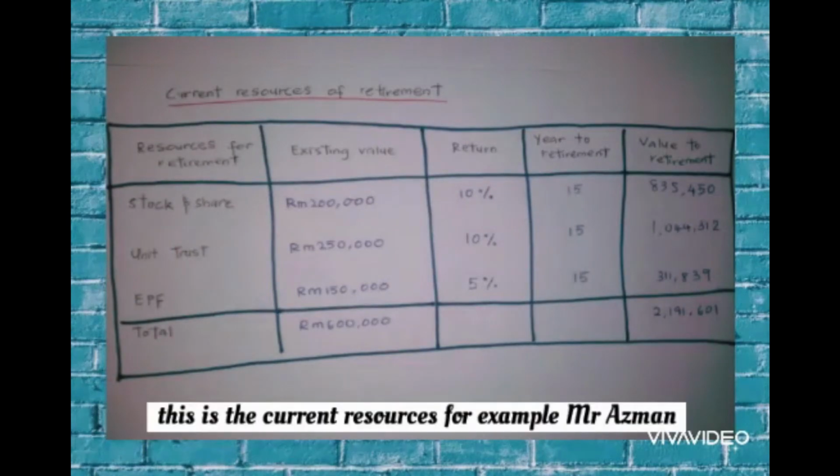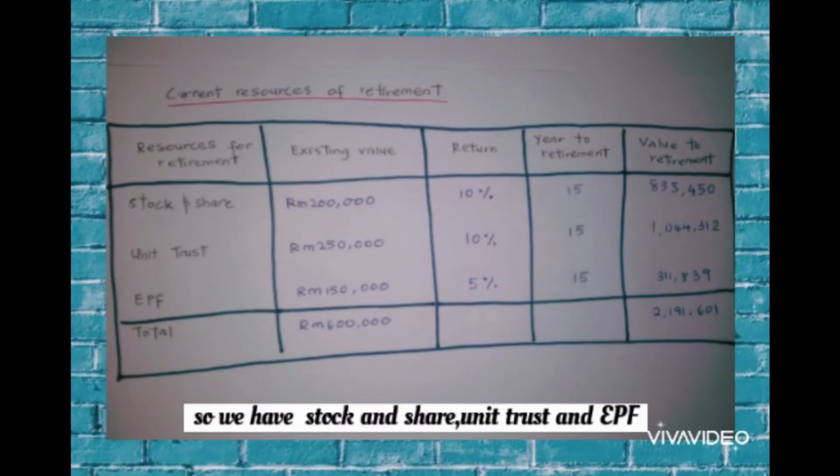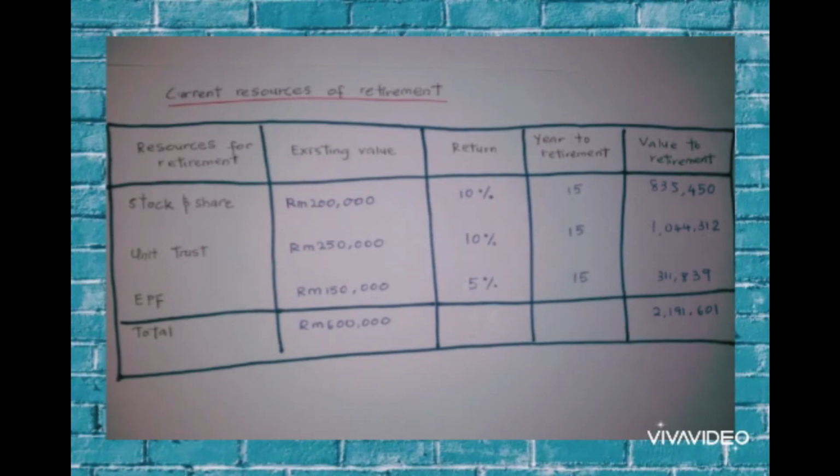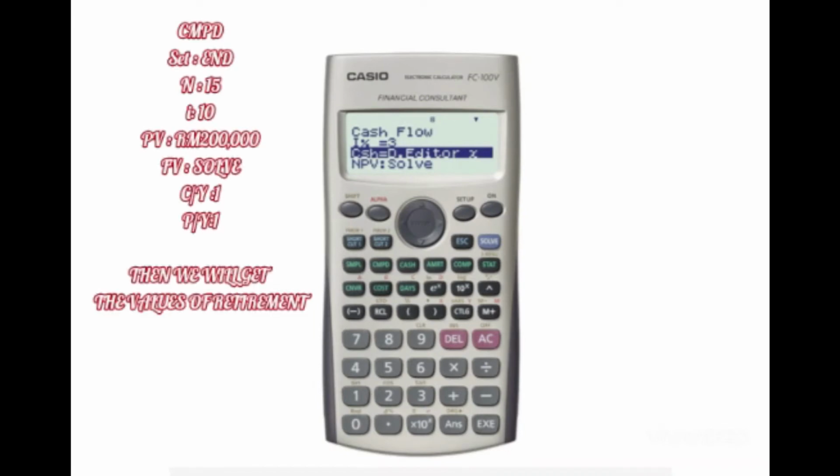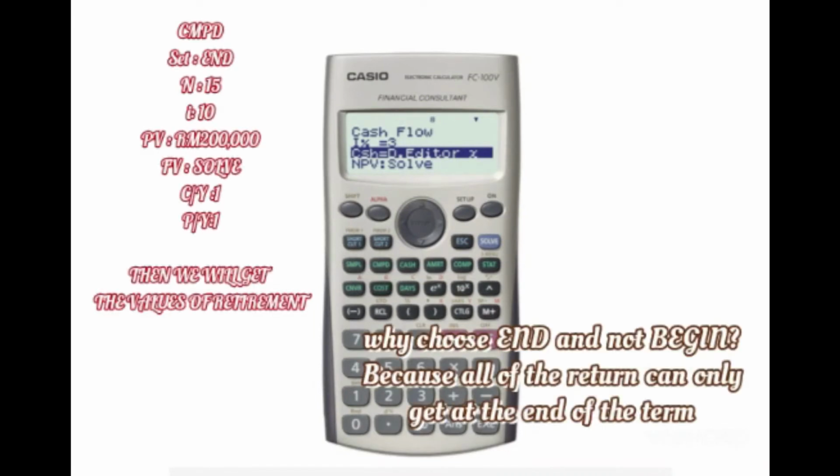So this is the current resources for retirement of Encik Azman. So we have stocks and shares, unit trust, and EPF. So we need to find the value at retirement. So we need to use the financial calculator to get the value. So why do we choose END and not BEGIN as the setting to get the value? It is because all of the return can only be obtained at the end of the term. So then we will get the actual value.